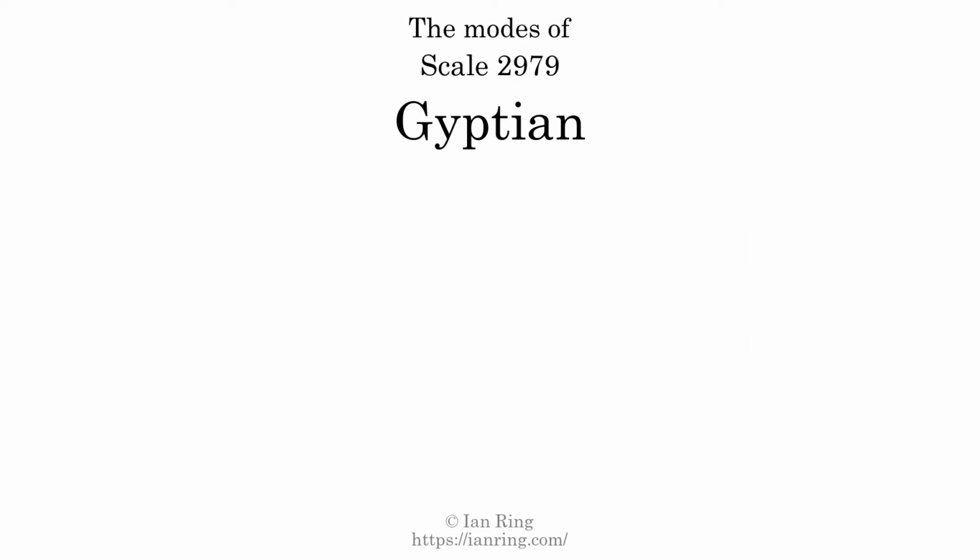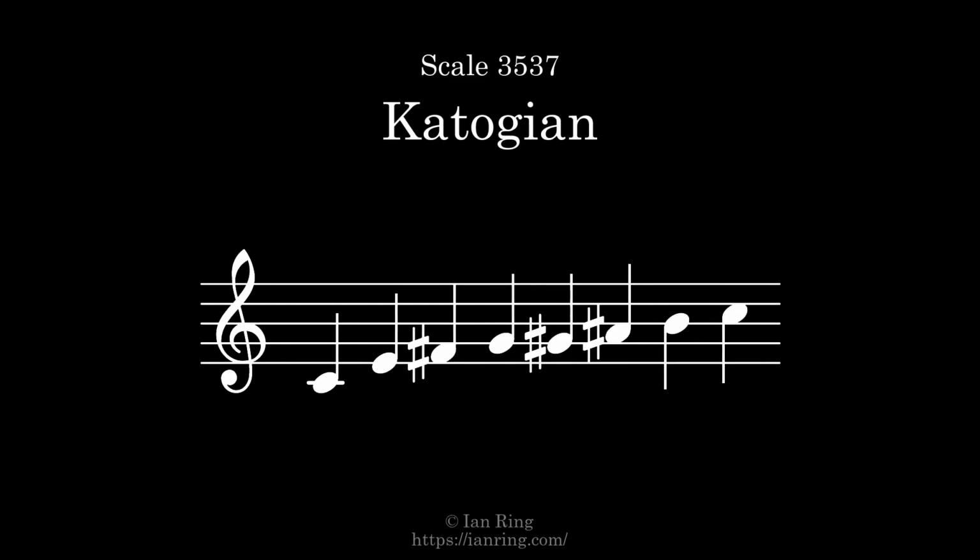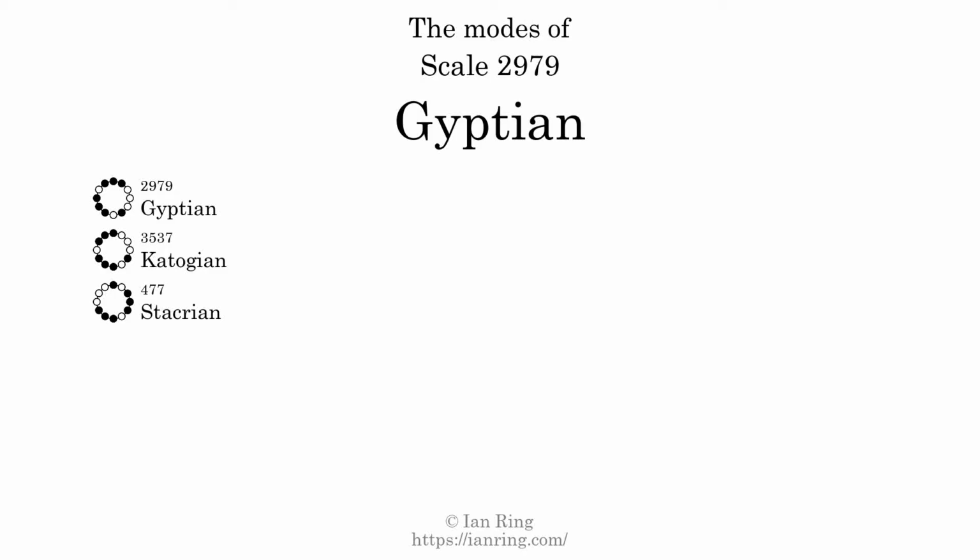This scale has 7 modes. The first mode is itself. The second mode is scale 3537, also known as Catogen. It sounds like this. The third mode is scale 477, also known as Stacrian. It sounds like this.